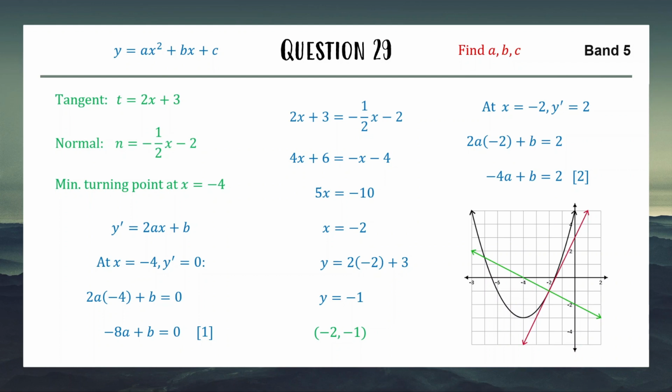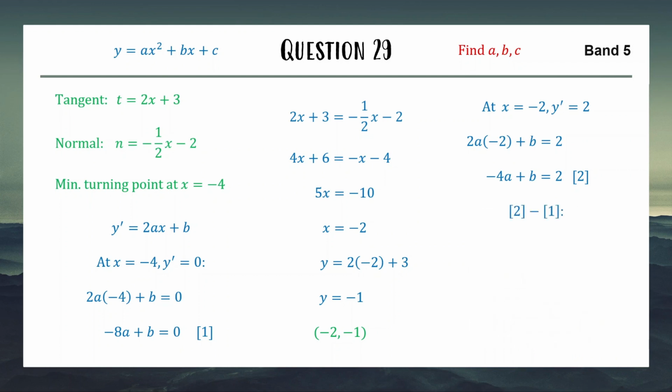Okay, so let's do equation 2, take away equation 1 to try and keep everything a little bit positive. Making some space, equation 2 minus equation 1, we're going to be doing -4a, take away -8a, which is going to give us +4a. b take away b is 0, and 2 take away 0 is 2. So we end up with 4a equal to 2, which then tells us if we divide both sides by 4, we get a is equal to 1/2.